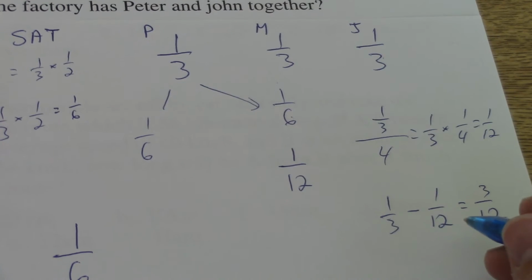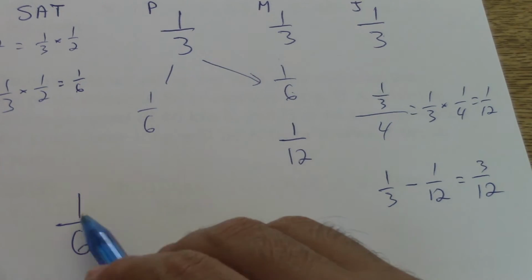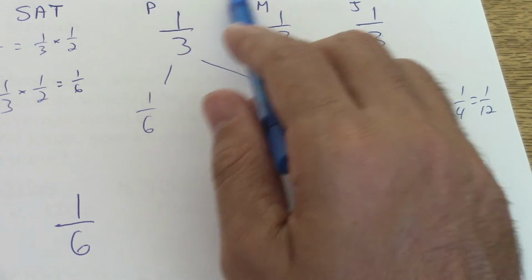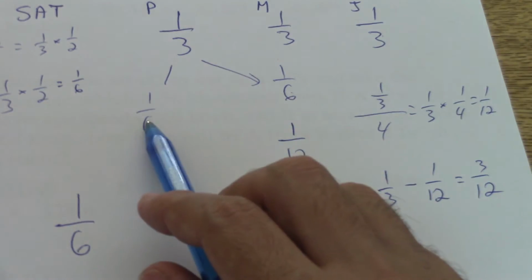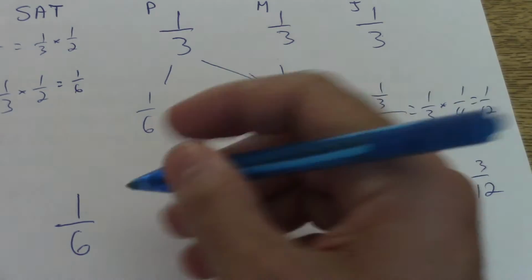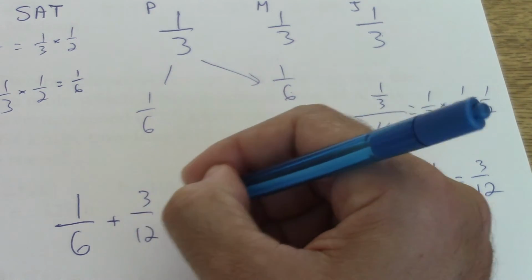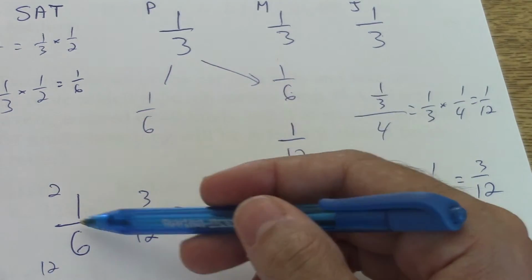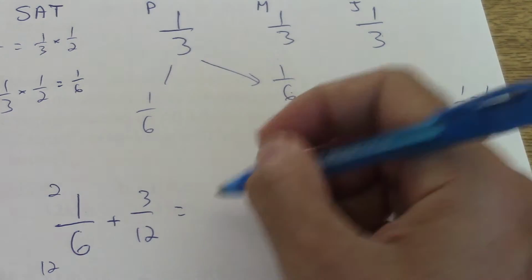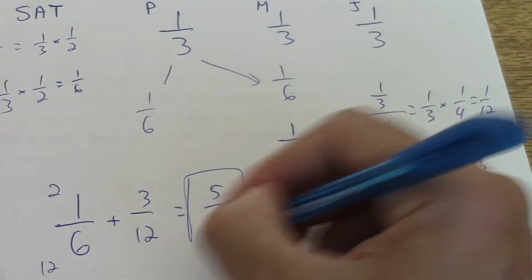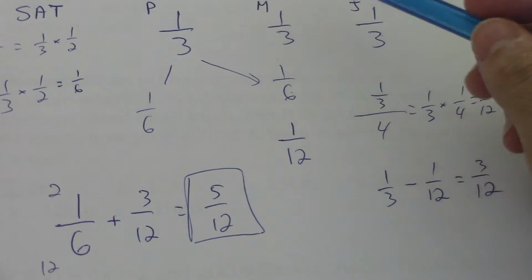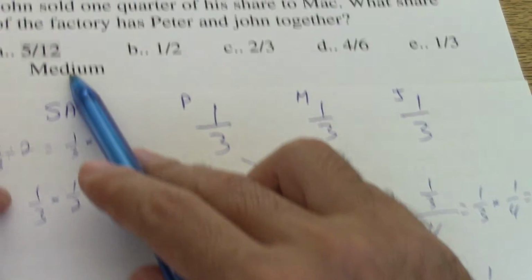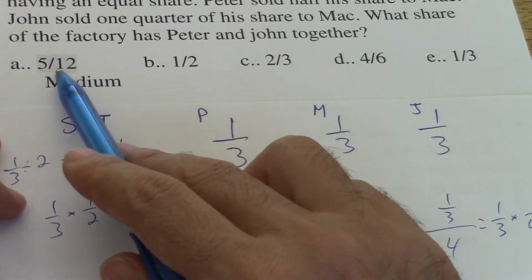Okay, 3 over 12. And on this side, he has 1/6, that is Peter, because the question is what share of the factory do Peter and John have together. So Peter is 1/6 and John is 3/12. So if I add that, 3/12, this one would be 2/12, if I times each one by 2, and that would be 5 over 12. So the answer for that question is 5 over 12. Here there are many options, so 5 over 12 is shaded a little bit because that's the answer.